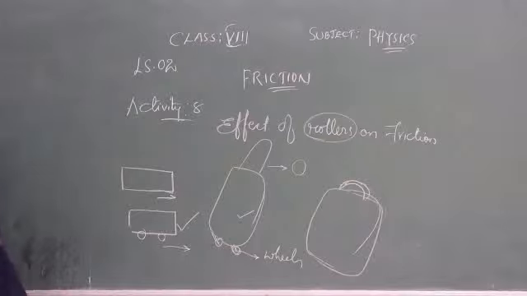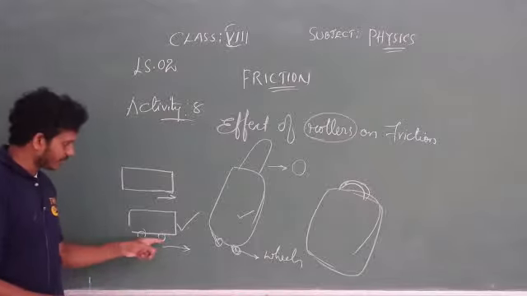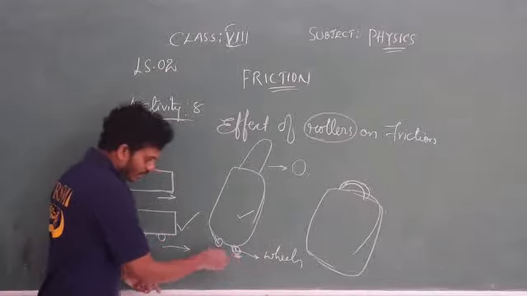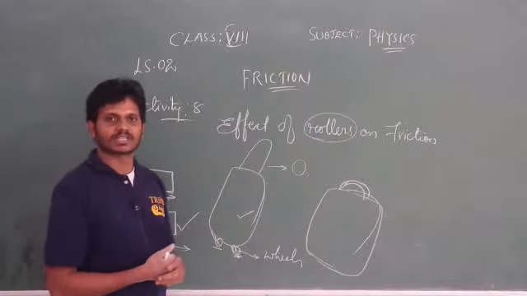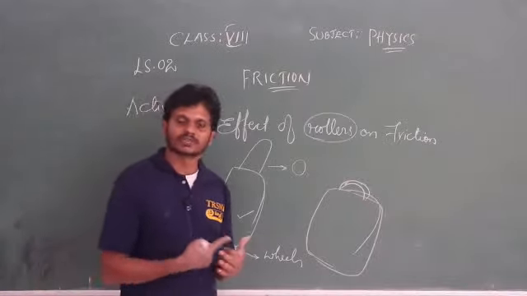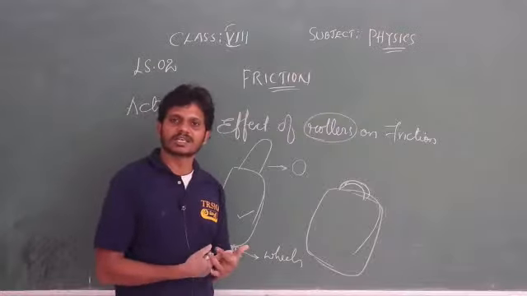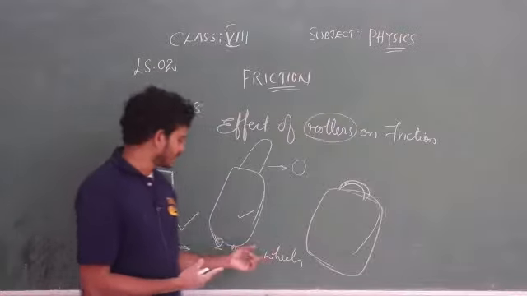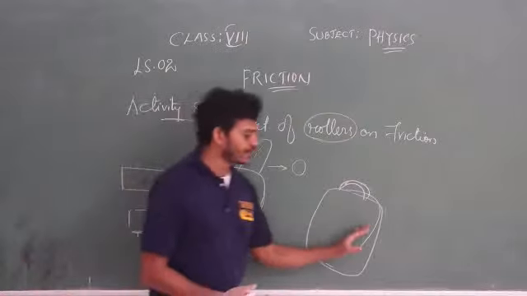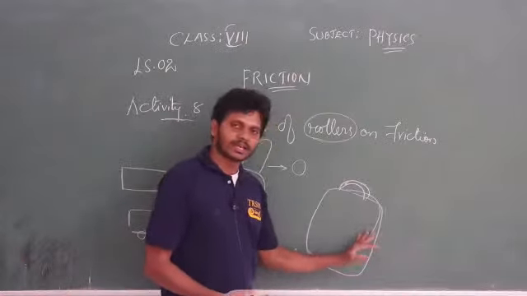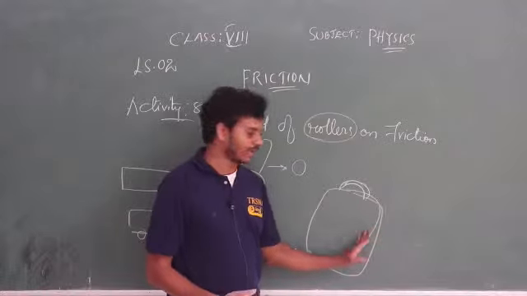And the friction which is present here, what do we call this? We call it rolling friction. We discussed already, types of friction are there. One is rolling friction. Next one is static friction. Another one is sliding friction. Here the rolling friction takes place. Which friction takes place here? Okay, here we observe sliding friction.